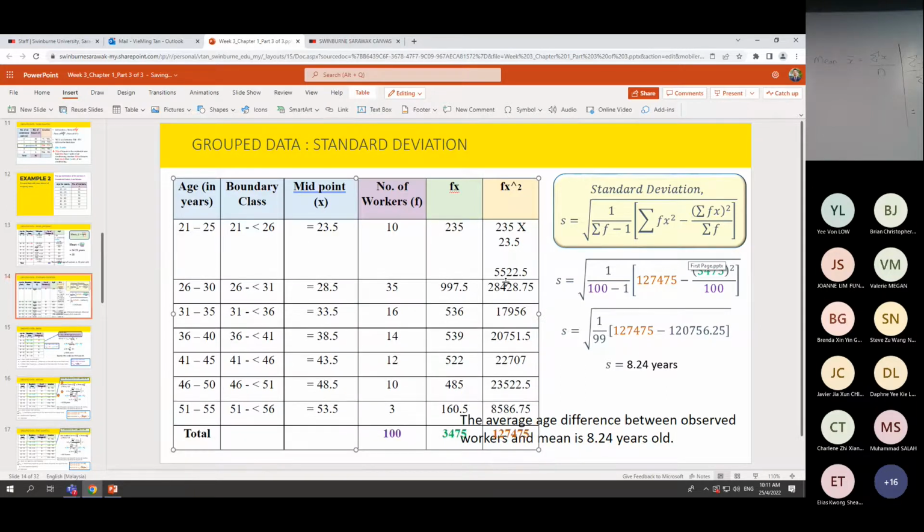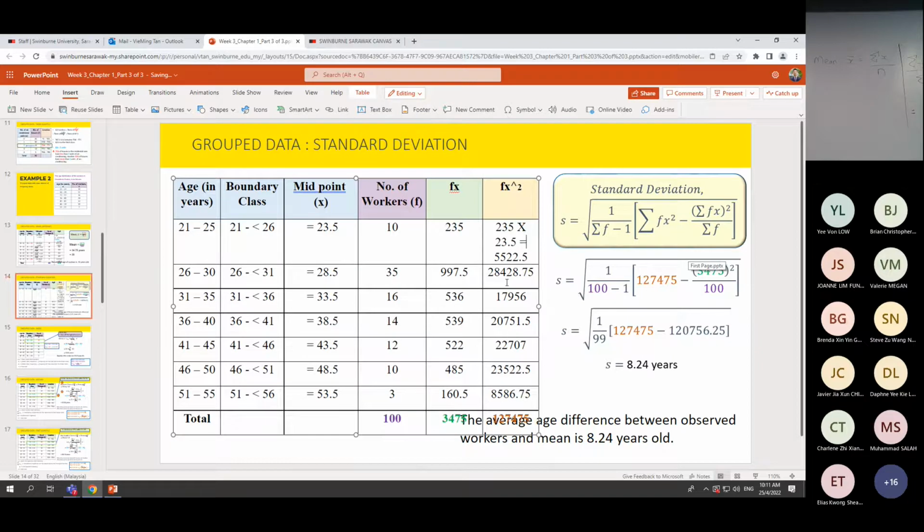Somebody helped me type it already. Okay, so this is the answer. Good. Continue the same process for the other columns. You can use Excel to help you if you want. You should be able to get the total value for fx squared, which is 127475.